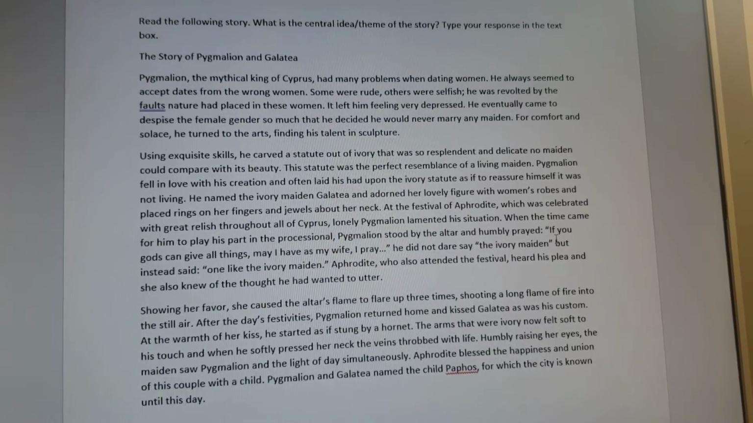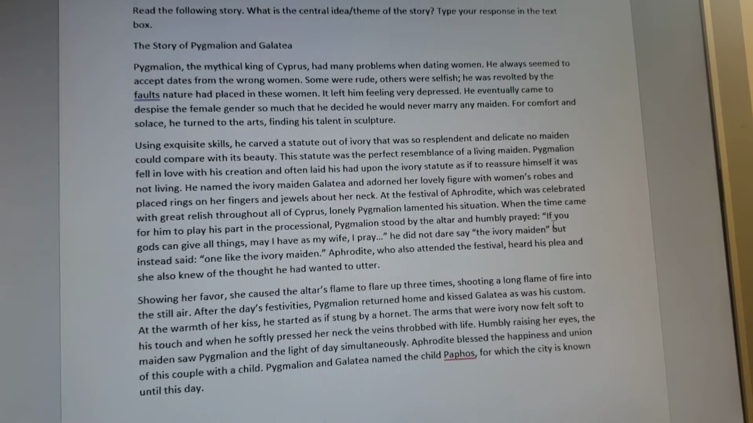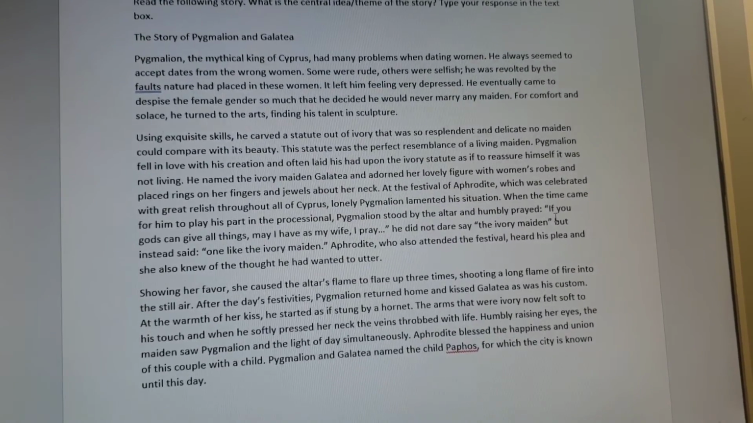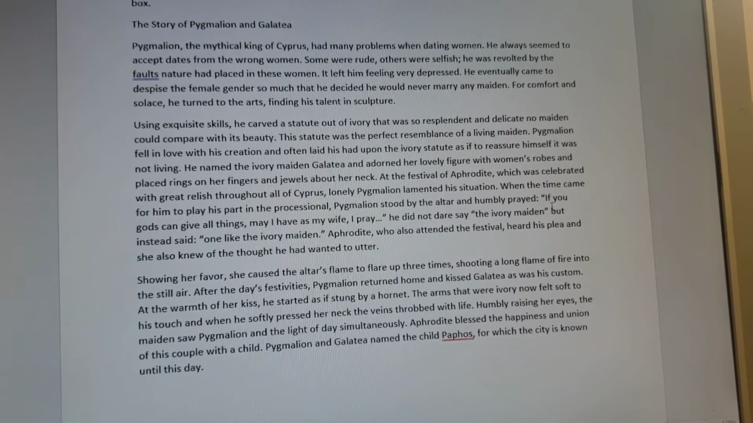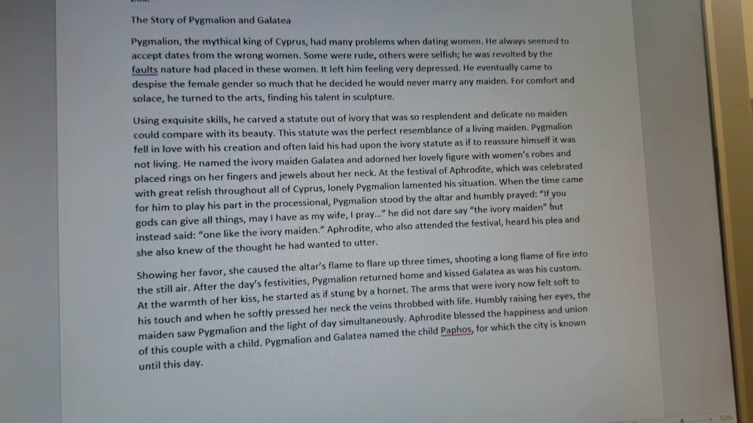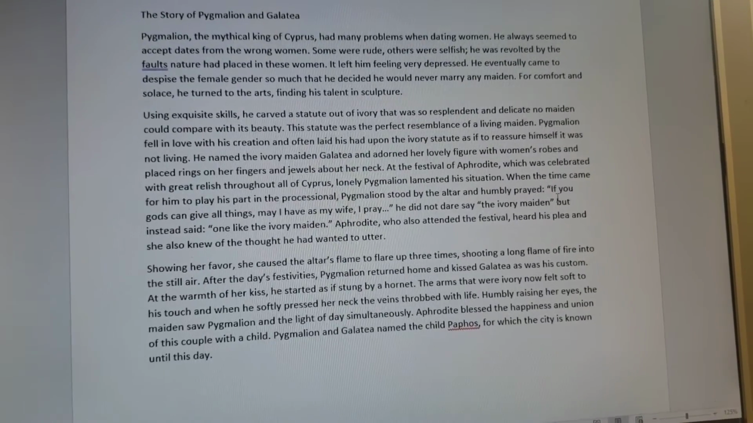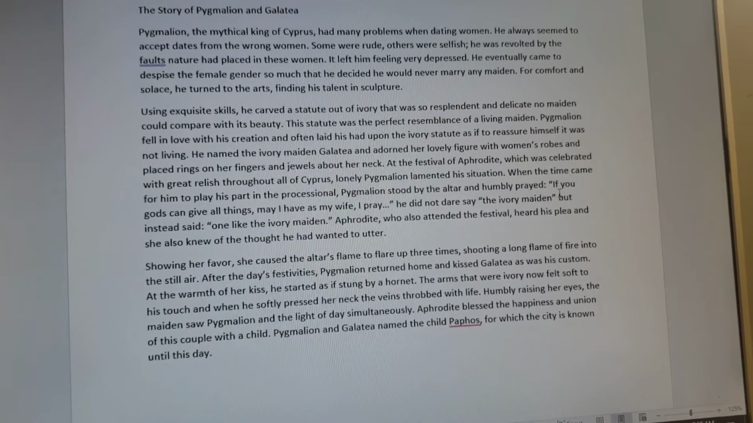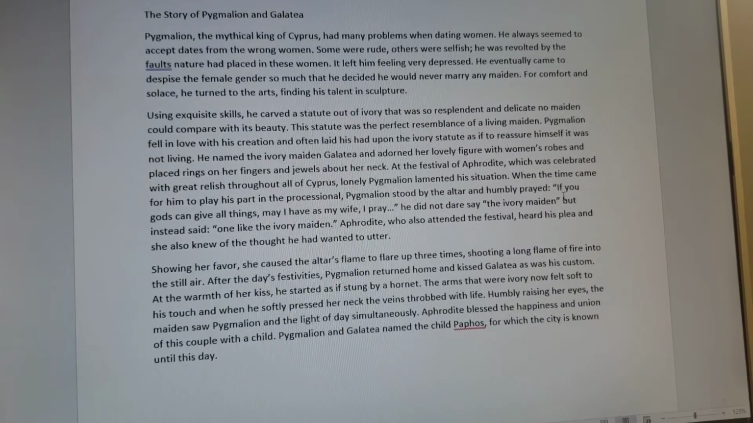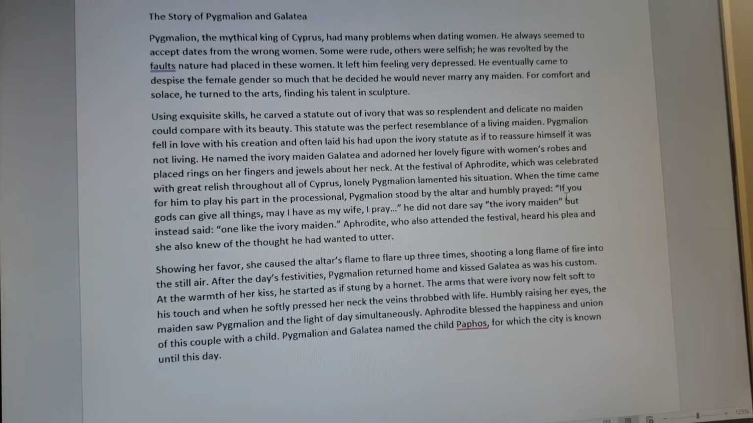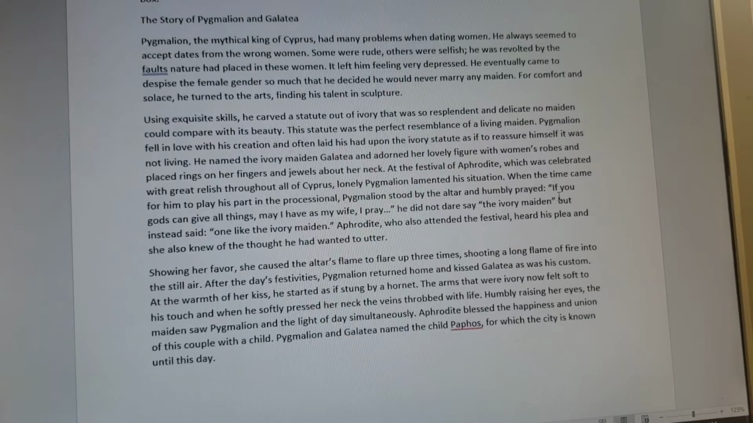After you have done that, you are going to scroll down to the story of Pygmalion and Galatea. You are going to go ahead and read the story of Pygmalion, and at the end, identify again the theme of this particular story. So again, you will be typing your theme in the text box, and when you are finished, you will be hitting that submit button and sending that to me.